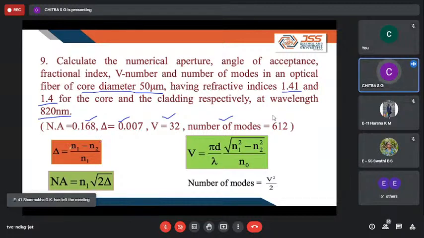So delta is n1 minus n2 by n1. See that you're going to get this delta. And use the formula for V number, calculate V and then the number of modes.